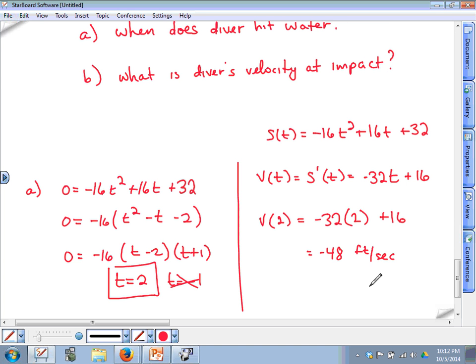So when the diver hits the water, he's traveling 48 feet per second. It's negative because he's traveling towards the water. His speed would be described as 48 feet per second, but his velocity is negative 48 feet per second. And that's pretty much it for section 2.2.